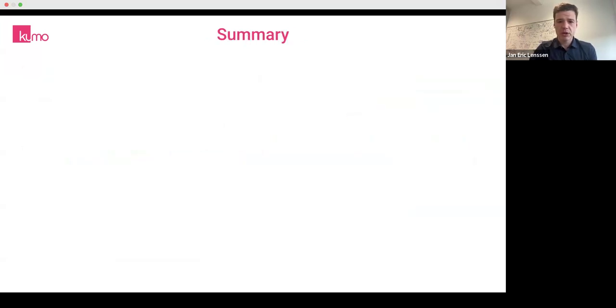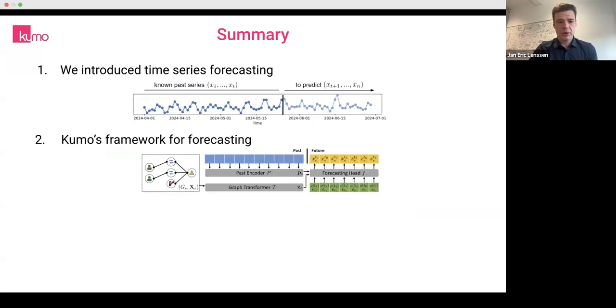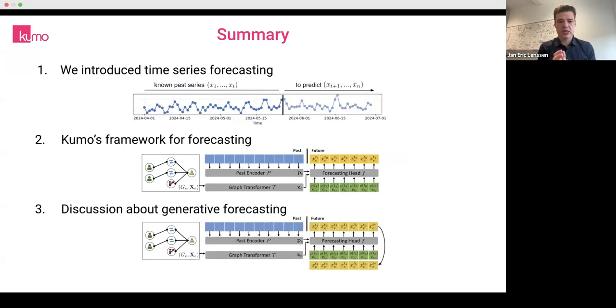And with that, I'm going to conclude and let's summarize quickly. So first, we introduced time series forecasting on a high level. Then we talked about Kumo's framework for forecasting, how we brought it to general databases without any manual feature engineering. And last, we quickly also discussed generative forecasting with diffusion models.